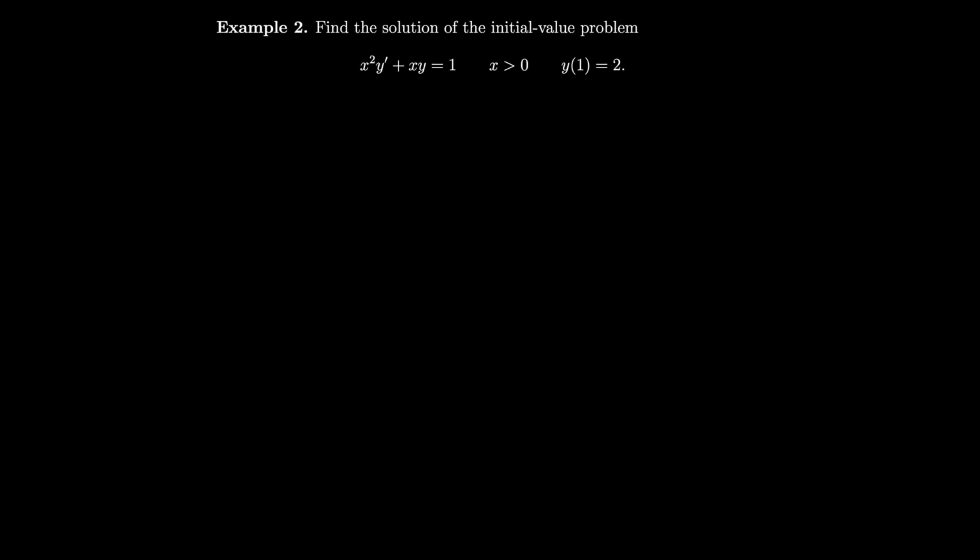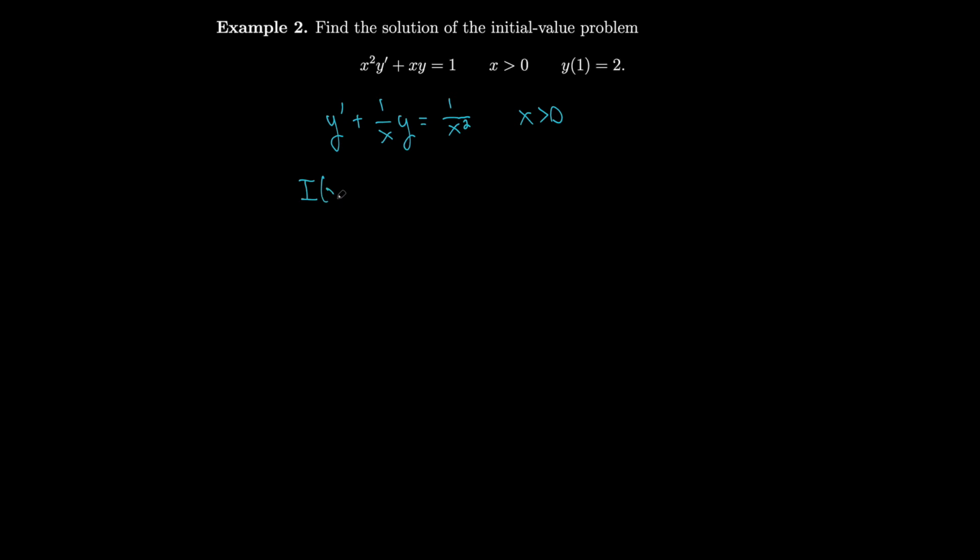Let's find the solution of the initial value problem x squared y prime plus xy equals 1, where x is positive and y of 1 equals 2. So how about we divide everything by x squared in order to make this look like the linear differential equation that we want. So we end up with y prime plus 1 over x times y equals 1 over x squared, where x is positive. And yep, that's definitely our linear differential equation form. So now we just have to figure out what our integrating factor is.